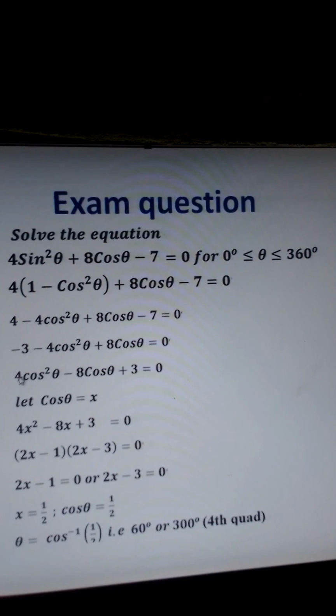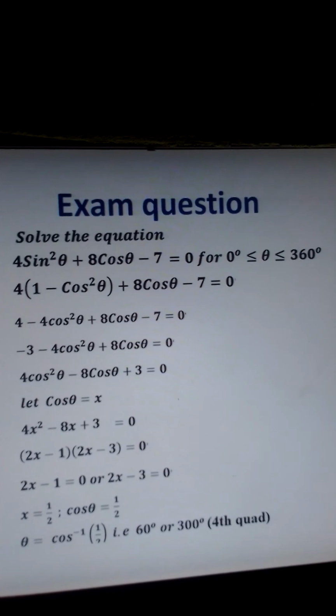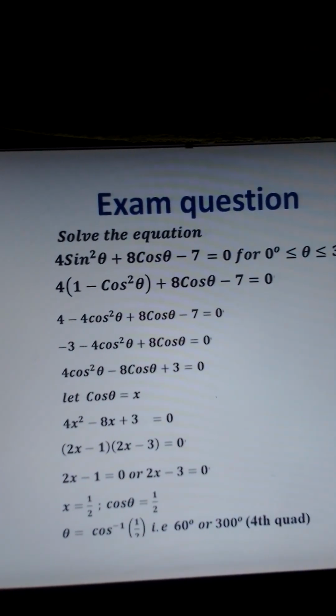Now this one here is a quadratic equation. So let cos theta be equal to x. So we write everything that has cos theta in terms of x. So we have 4x squared minus 8x plus 3 is equal to 0. This expression we can factorize. So we get 2x minus 1 into 2x minus 3. If you expand this, you will get this.